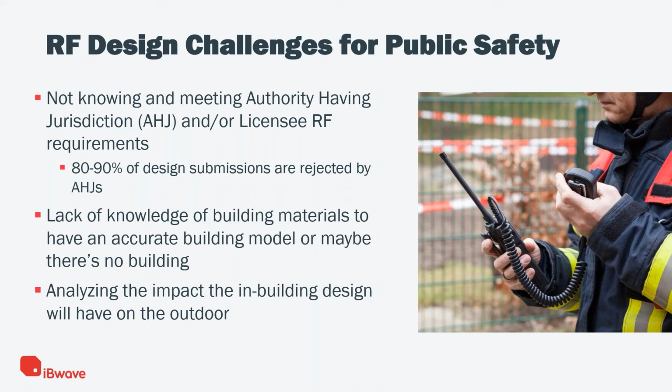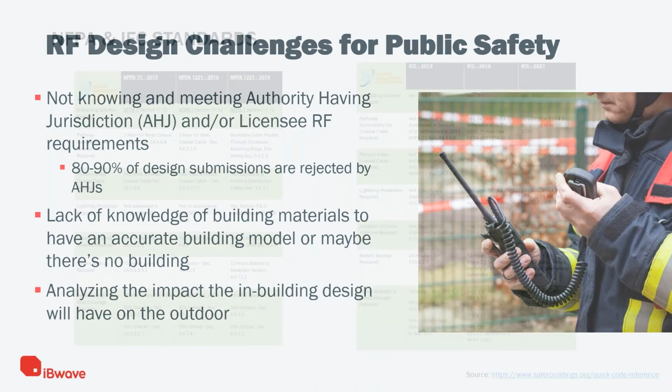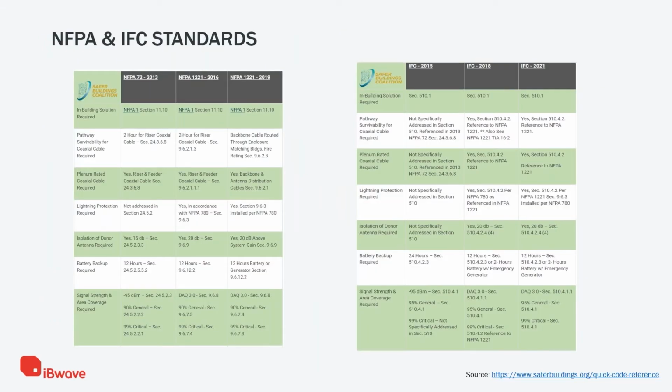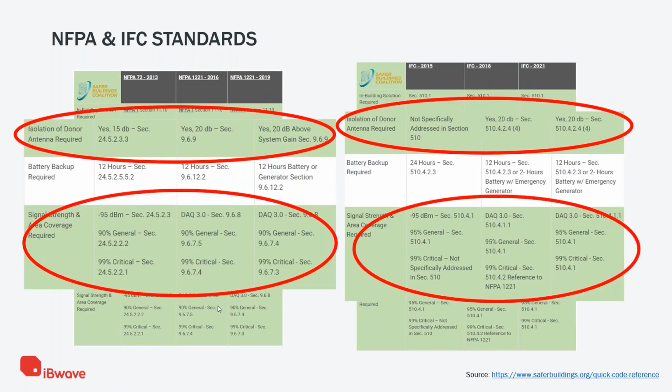If we look closer, here in the US, the majority of the stuff revolves around NFPA and IFC standards. Those are the things, that's the code that's being followed. You could see from the screenshots here that there's other information that we're not covering, for example, things like plenum rated cable, battery backup. But you see on here, there are a couple of things related to RF, right? In particular, isolation and signal strength.